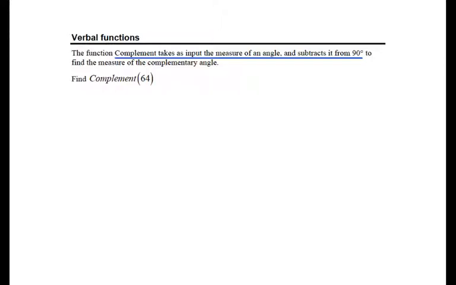Now that we have defined complement, we can refer to it. Remember, complement is the function name. 64 is in the position of the input, so that is suggesting that 64 is the input, and we will use this verbal definition to find the complement. Subtracting 64 from 90 means that we go in this direction, 90 minus 64, which gets us 26, and that would be our answer. So a verbal definition is perfectly legitimate.